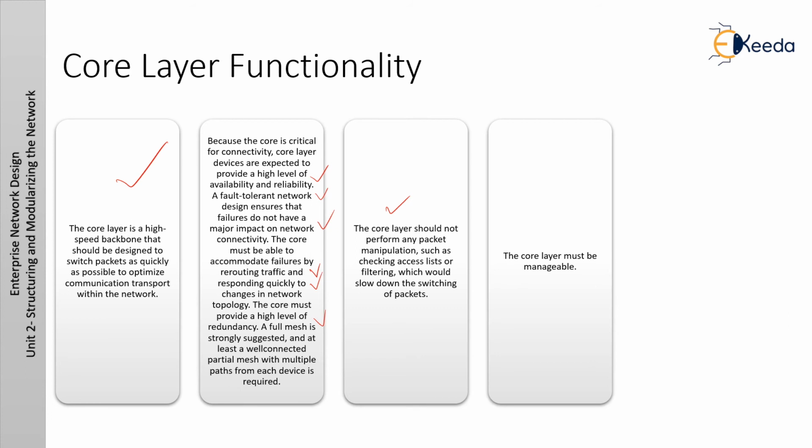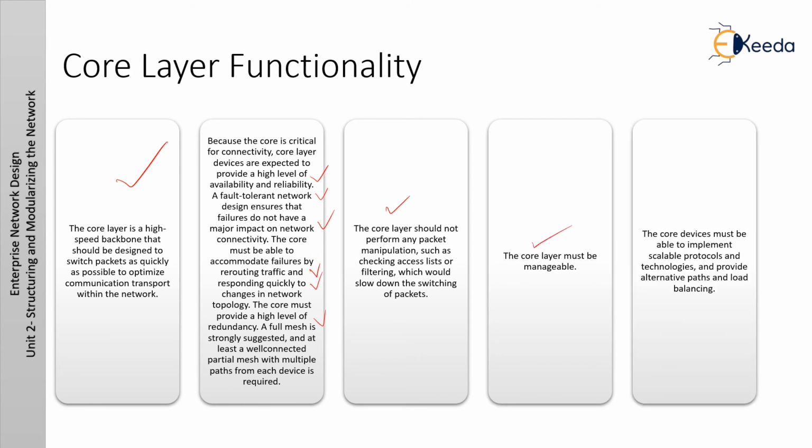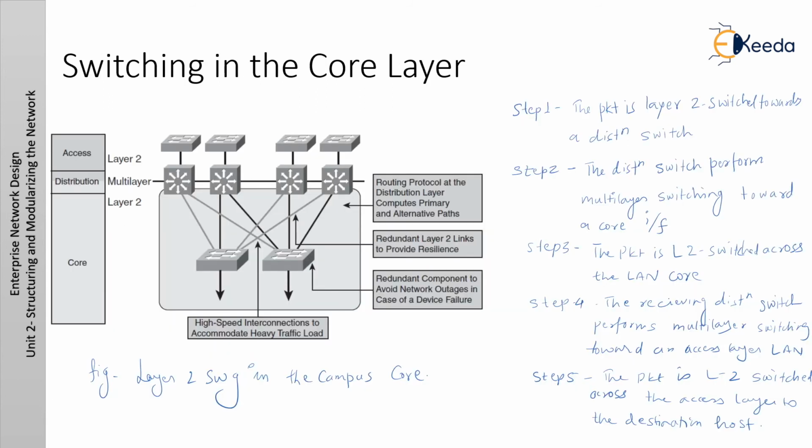The core layer must be manageable, and the core devices must be able to implement scalable protocols and technologies, providing alternative paths and load balancing. Switching in the core layer. So let us discuss how switching is provided in the core layer. This particular example shows a campus core. It is a very small area network, or you can say a local area network, 5 to 10 kilometers wide.